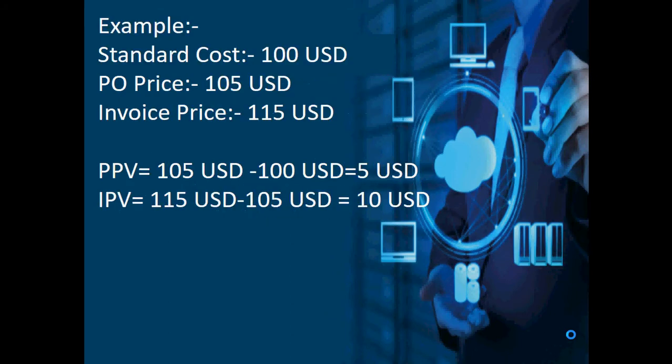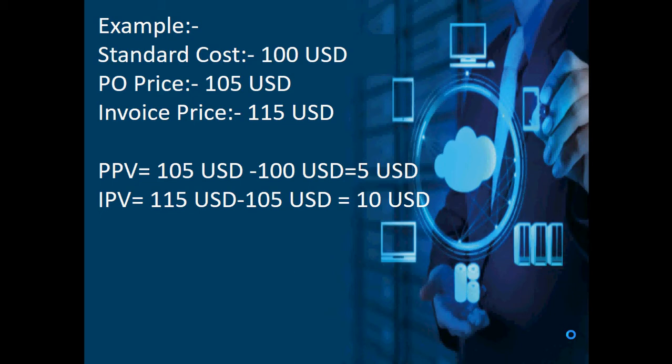So if you take an example, if the standard cost of an item is say 100 USD and your purchase order price is say 105 USD and your invoice price is 115 USD, in this example, your purchase price variance will be the difference between the purchase order price and standard cost. So it will be $5.